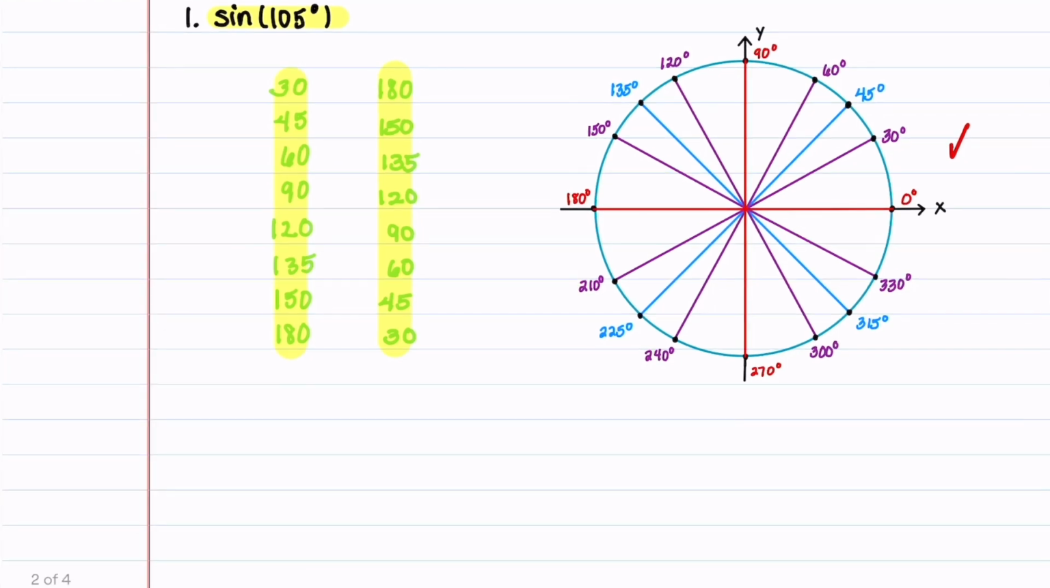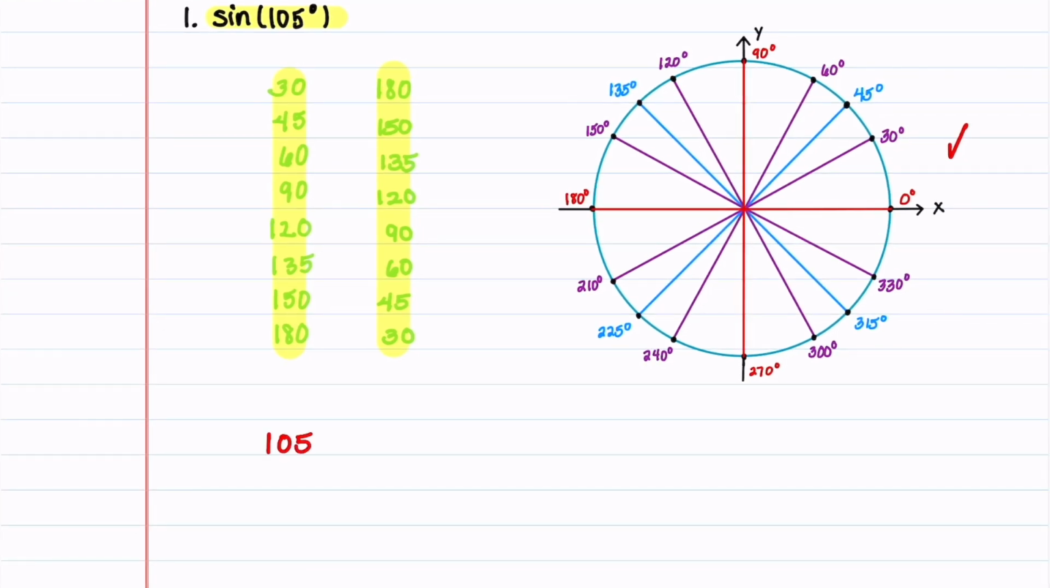We'll begin by writing 105 degrees as the sum of two angles. If we look at the list on the left, we can see that if we add 45 degrees and 60 degrees, we'll get 105 degrees. So we'll write that 105 degrees is 45 degrees plus 60 degrees. We could have also written this as the difference of two angles, but writing it as the sum of two angles is easier.